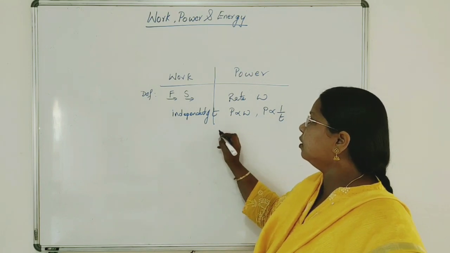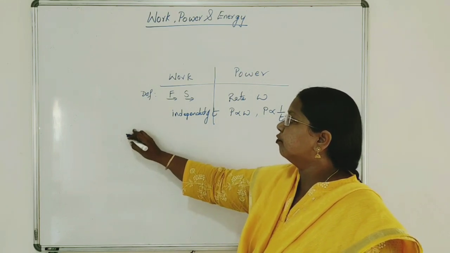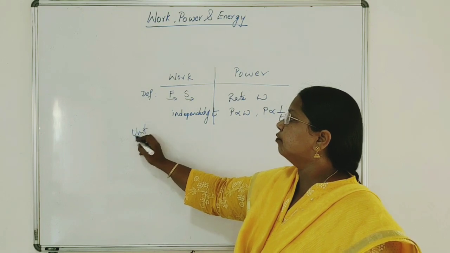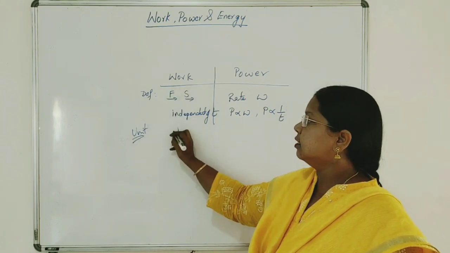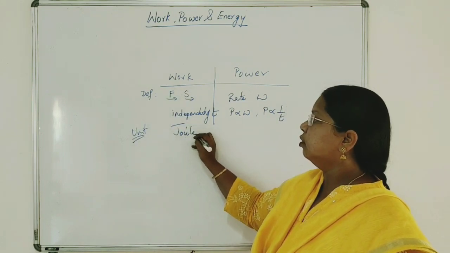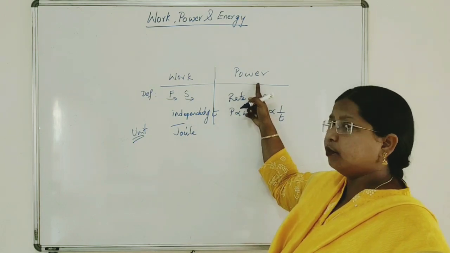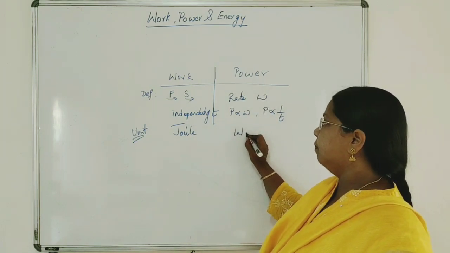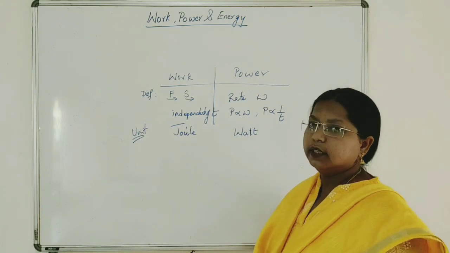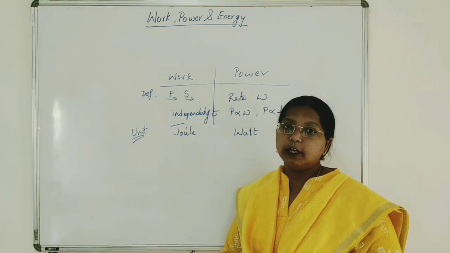Now let us see the unit. What is the unit of work? It is joule. What is the unit of power? SI unit, joule per second or watt. So this is the difference between work and power.